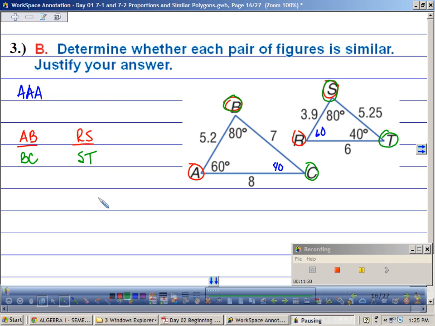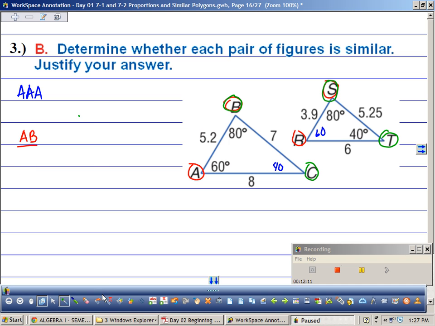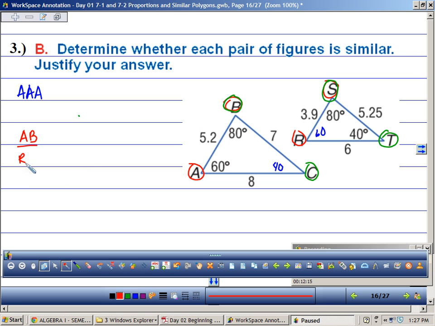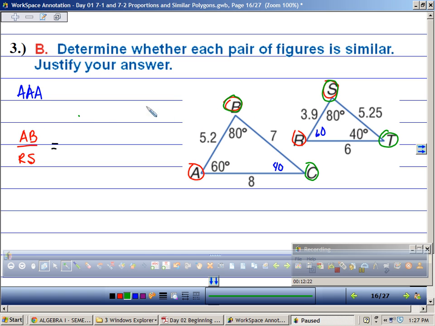wait, I didn't do that right. What did I do wrong? I compared this side to this side and this side to this side. What should I have done differently? Exactly. I'm comparing AB to not this side of the triangle. I'm comparing this side of the triangle to this side of this triangle. It's easier if you just go ahead and write down the numbers. So we'll do that next. And then I'm going to look at BC compared to ST. Okay, let's write some real numbers in here.